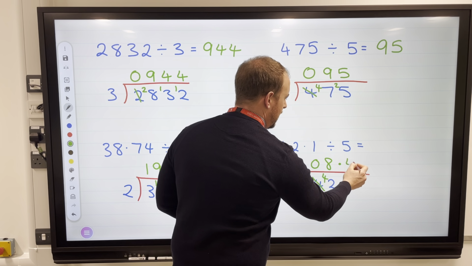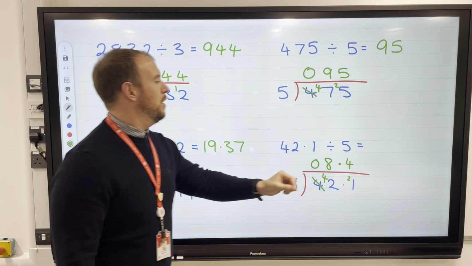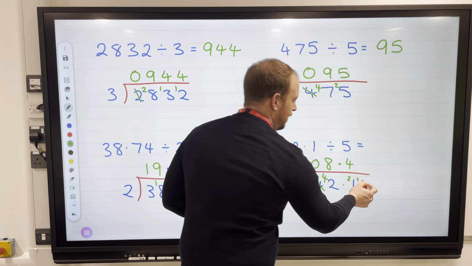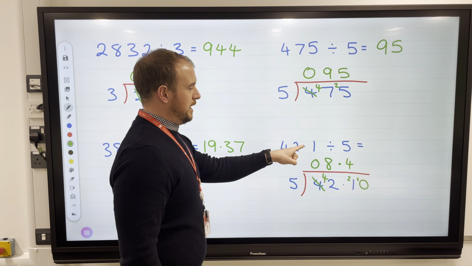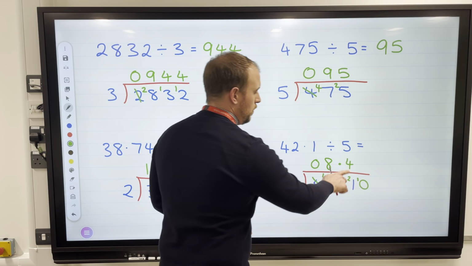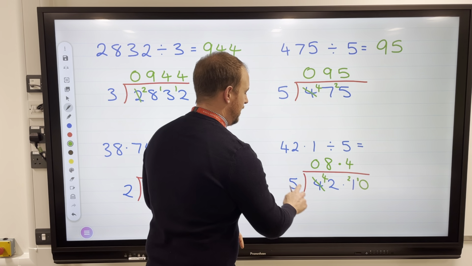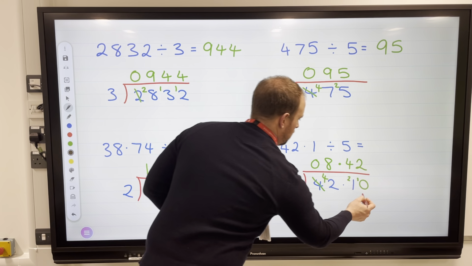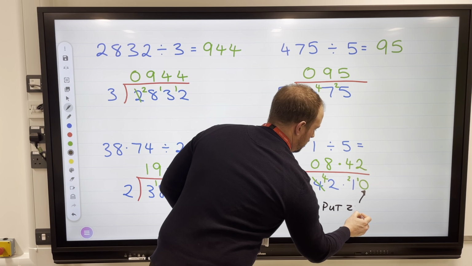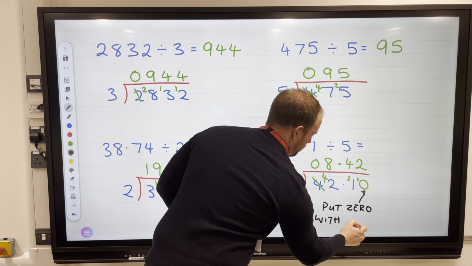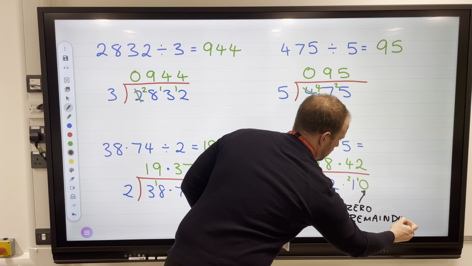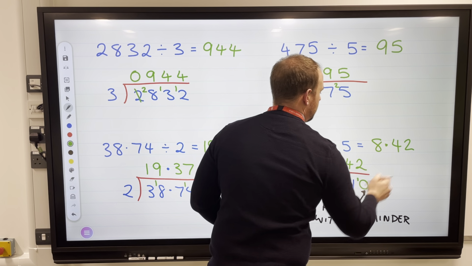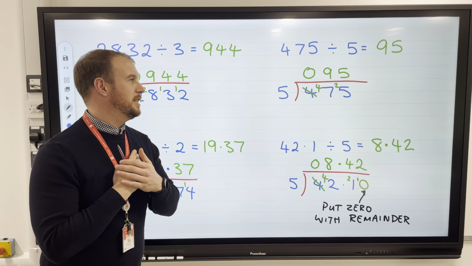5 goes into 21 4 times, but I've got something left over. Now, I'm not going to put R1 as a remainder. All I'm going to do is put the remainder afterwards, and then put a 0 after it because we are dividing a decimal. So when we're dividing a decimal, we have the remainder at the end, put a 0 after it, and now it's 10. 5 goes into 10 twice. No remainders, so we stop. Let's put a little note here: 0 with no remainder. 5 goes into 10 twice, so our answer is 8.42.